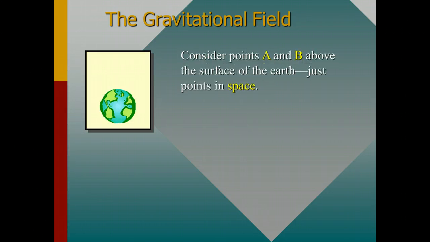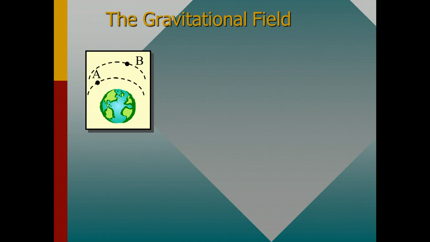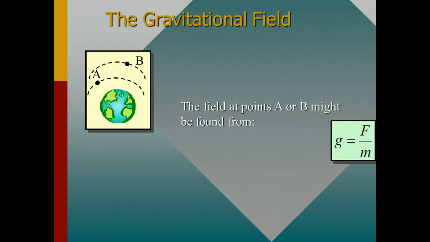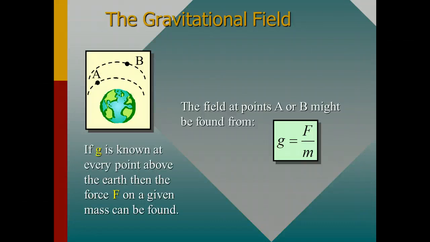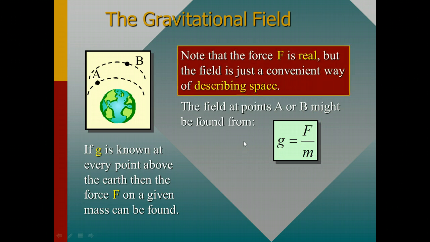Now, if we consider 2 points above the Earth's surface, point A and point B there, we might be able to find the strength of the field by taking the amount of the force and dividing it by the size of the mass. So little g, the acceleration due to gravity, is what we call the gravitational field. At every point above the Earth's surface we can find the force F if we know what the gravitational field is. Because we know that g is equal to 9.8 on the surface, slightly less than that above, our force is equal to mg, and so we can find our force.